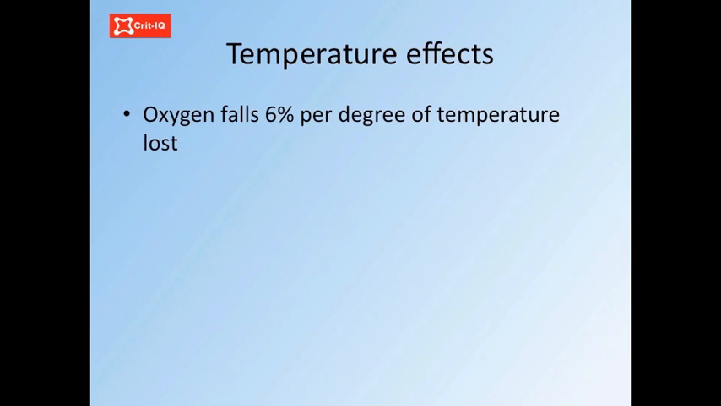Temperature also affects the measurement of oxygen. As a general rule, the measured oxygen increases as the blood is warmed to 37 degrees. To correct for body temperature, the value measured is reduced by 6% per degree of body temperature below 37, and vice versa.